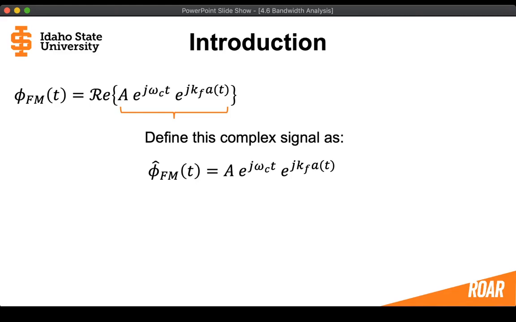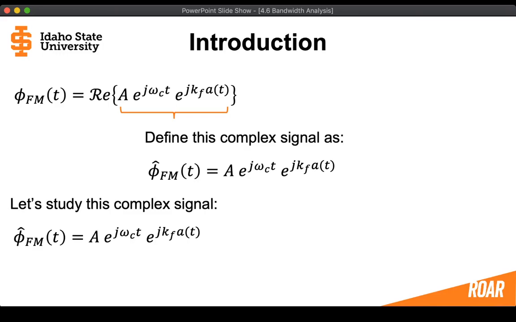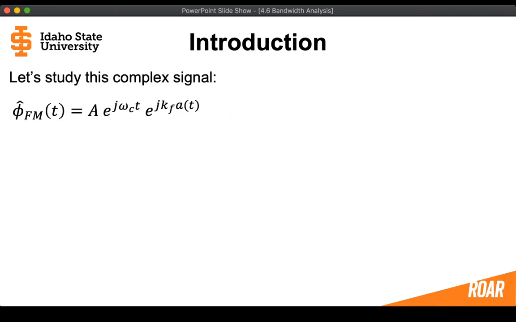Later we're going to go back and look at just phi FM, but for now we're going to look at the total, which has some real parts and some imaginary parts. So we'll study this complex signal first. Again, just to remember, the modulated signal contains only the real parts, but for now we're going to study the complex signal. Okay, so this complex signal is A e to the j omega_c t times e to the j k_f a(t).